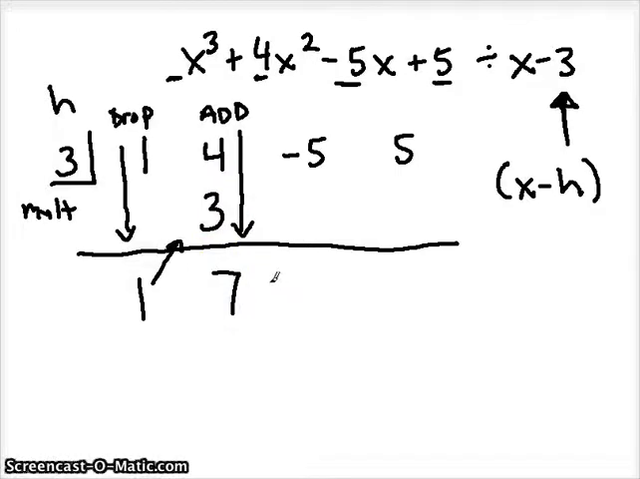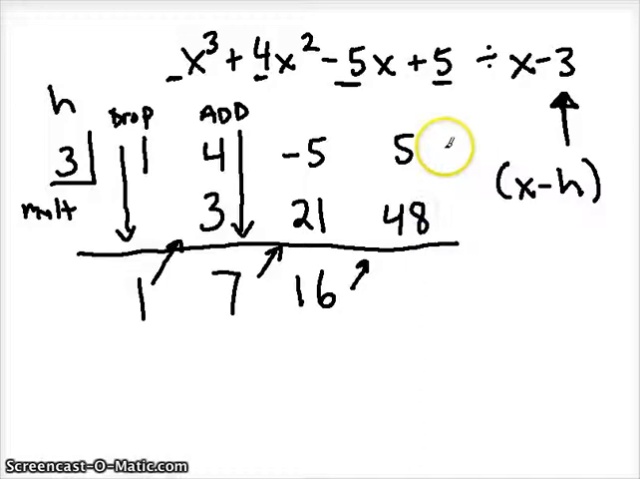And then we just start the process over again. We go back to our multiplier. 3 times 7, write it in the next spot. So we'll write a 21 there. And then we'll add our columns. So 21 minus 5, or 21 plus negative 5 is 16. And we do it once more. So 3 times 16 is 48. Add your column. So we get a 53.